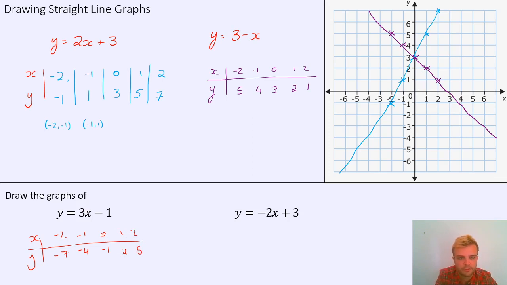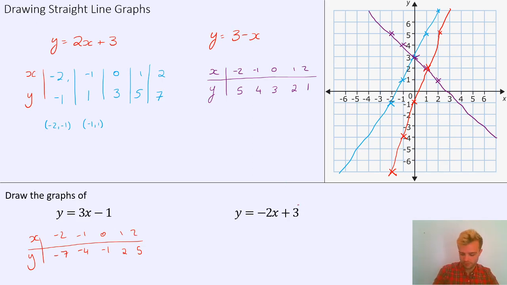We have -2, -7. That's way down here. We have -1, -4. 0, -1, 1, 2, and finally 2, 5. And so we join them up. There. And that would be your graph. But I cannot stress enough that the fact that I can't actually use a ruler on this does not mean that you shouldn't. You must join up those lines with a straight line.